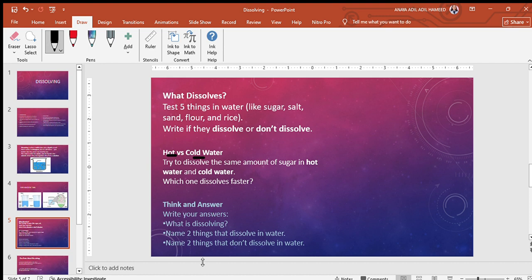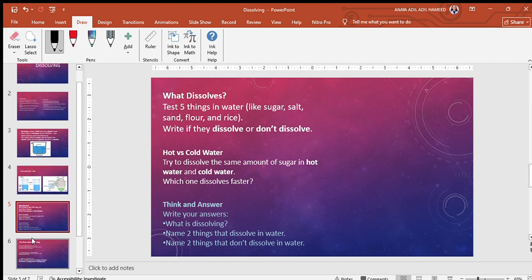Think about the answers. You're going to read these questions and write your answer. What is dissolving? Name two things that dissolve in water. Name two things that don't dissolve in water. You have to think of the answer, and you can even write it on paper. You can take a screenshot, or make some notes on your phone, tablet or laptop, or do what suits your time best. So let's move on to the other slide.